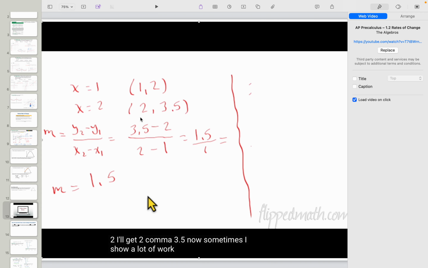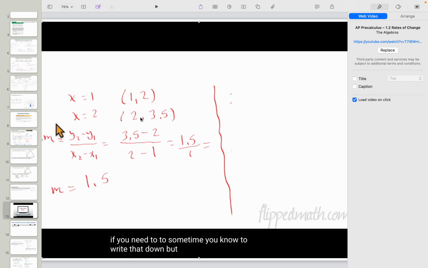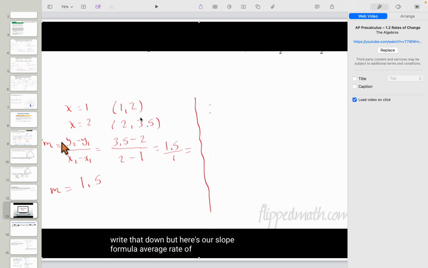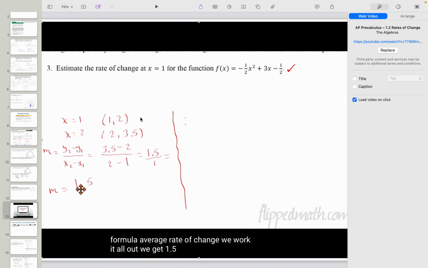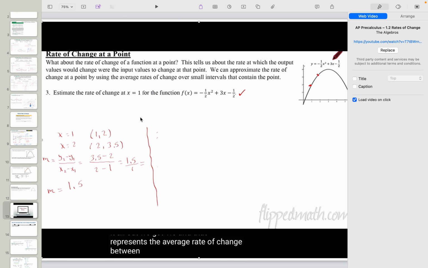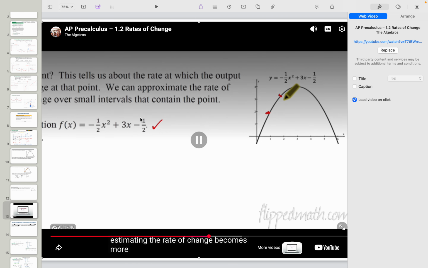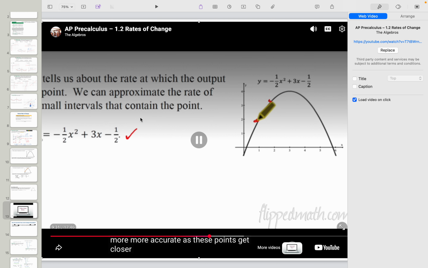Sometimes I show a lot of work here. Pause the video if you need some time to write that down. Here's our slope formula, the average rate of change. We work it all out and get 1.5. That represents the average rate of change along the straight line that would connect these points. That is the best job I could do. Not too bad, but estimating the rate of change becomes more and more accurate as these points get closer together.